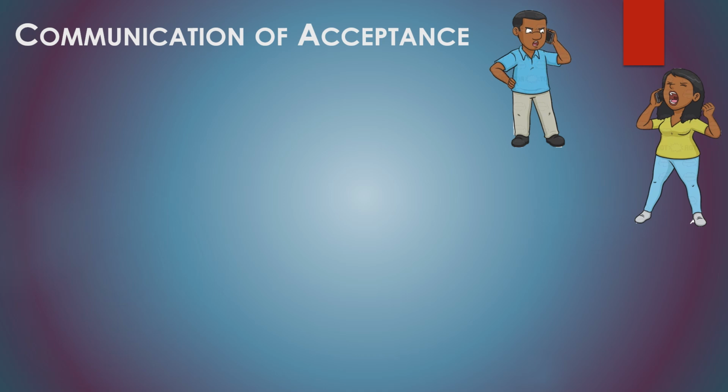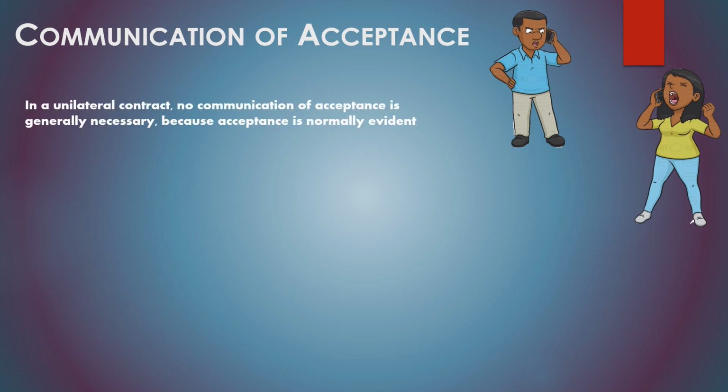Just as the offeror must communicate the offer, the offeree is required to communicate acceptance to the offeror. Now, in a unilateral contract, a promise for an act, no communication of acceptance is generally necessary because acceptance is normally evident. Reward, $500 for the return of my little dog Fluffy. How do you communicate acceptance? You bring the dog to me, right? So there's no real mode of acceptance, because the only way you can accept the offer is by performing the required act.